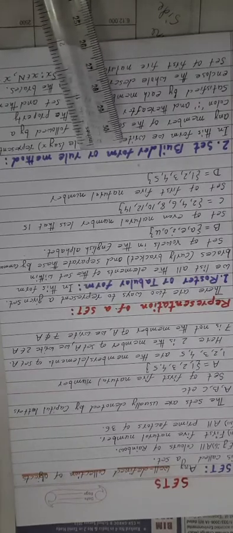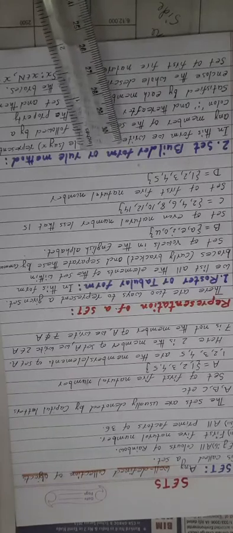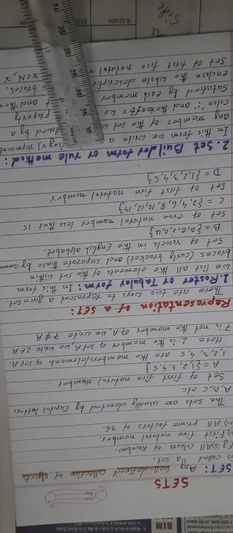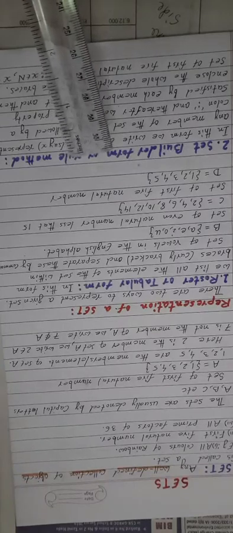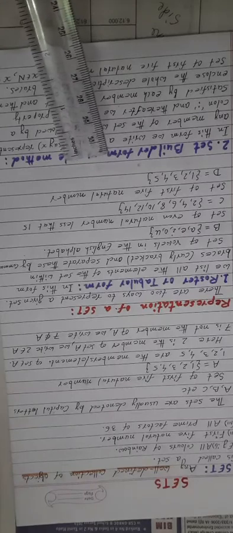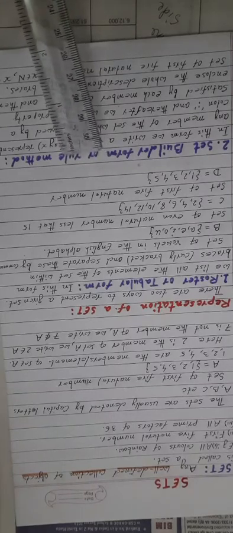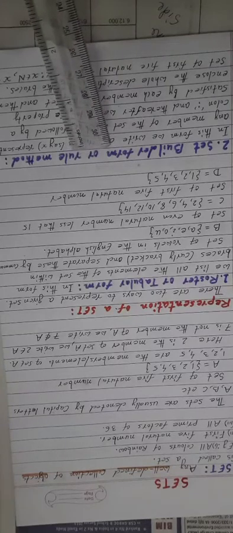Suppose the set of the first five natural numbers. What are the first five natural numbers? 1, 2, 3, 4, 5. We will not write 1, 2, 3, 4, 5. We'll write the characteristics of the elements in such a way that by reading the characteristics or the property, you'll understand what we are talking about.